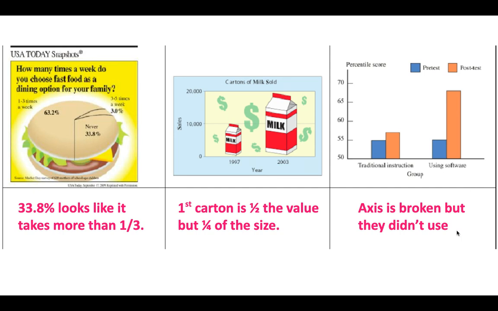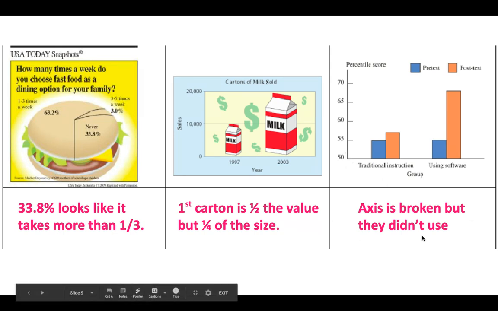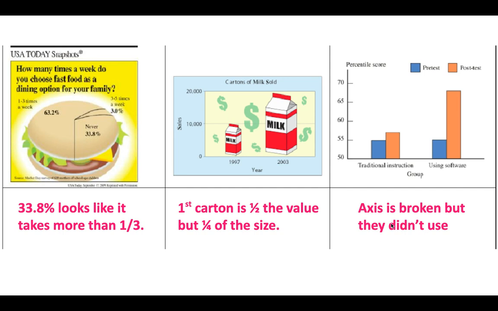They didn't use a little squiggly line to represent that the axis doesn't start at 0. Usually that little squiggly line tells us that it doesn't start at 0, so we know to look for that. So that is just a little bit about one variable graphs.